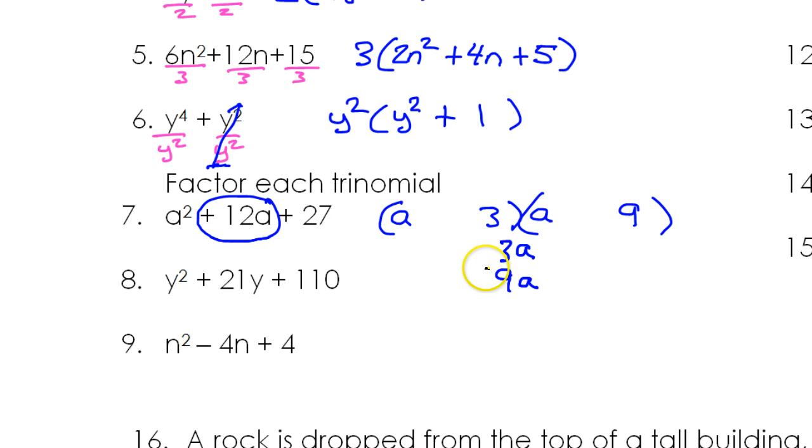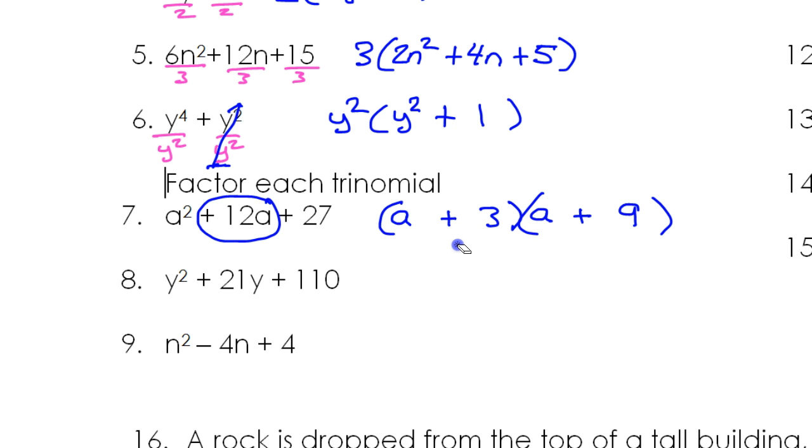We can control the signs. Can we make positive 12a out of this? Sure, if we just leave them both positive, 3a plus 9a is 12a. So we'll just leave them both positive. Okay?